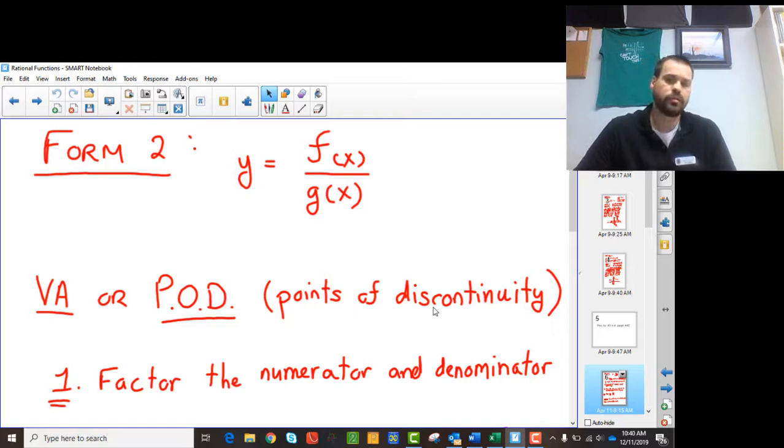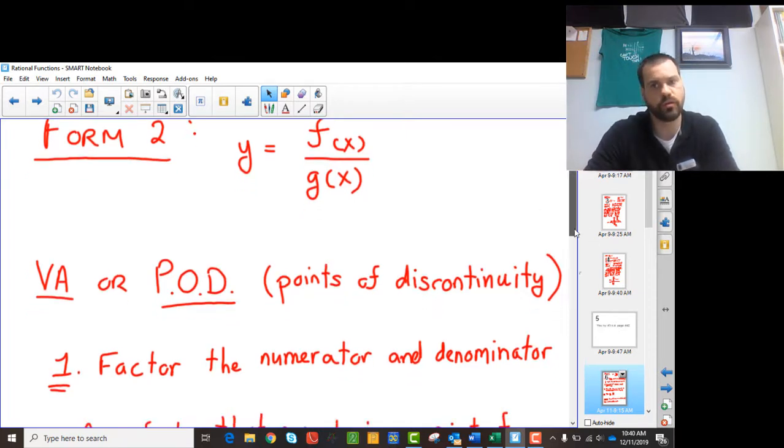There's a couple of different things we have to find with these, the first of which is a vertical asymptote or a point of discontinuity. We know from the previous video that vertical asymptotes happen when the denominator is 0. Points of discontinuity happen when the denominator has a factor that is also shared by the numerator. So the very first step in doing anything with these is to factor. We're going to factor first.